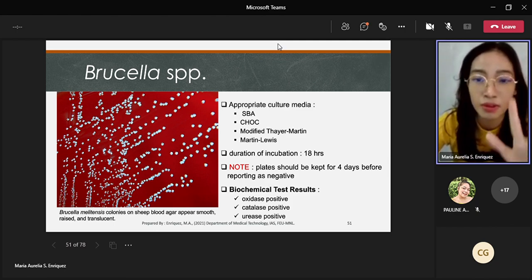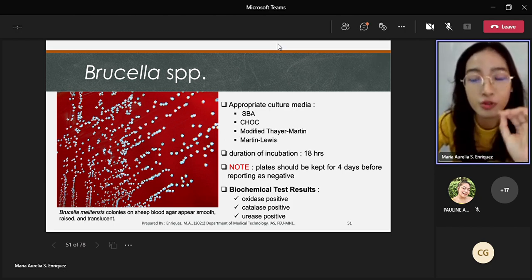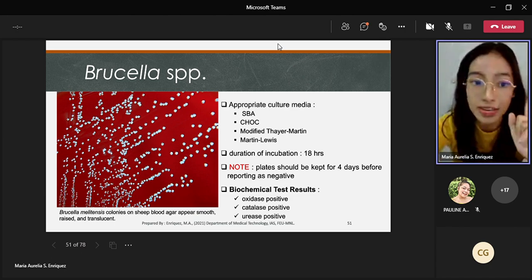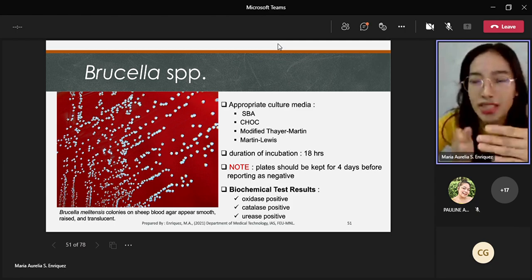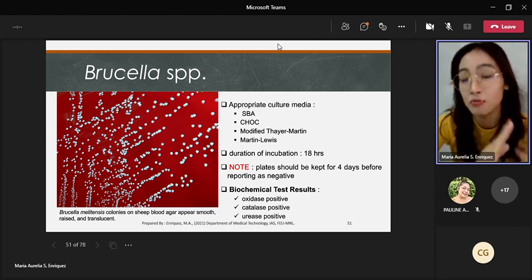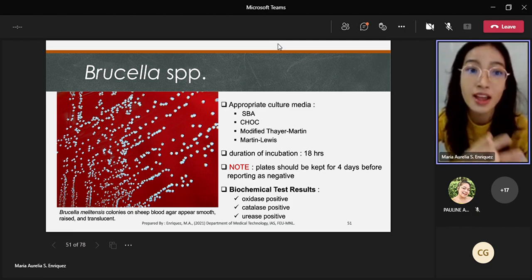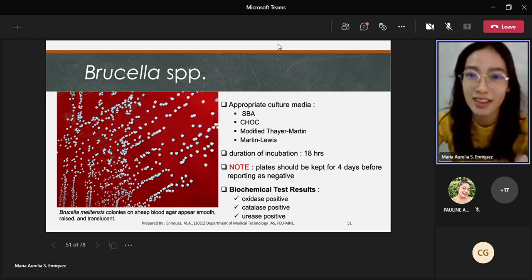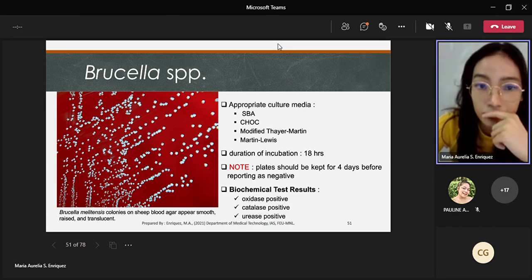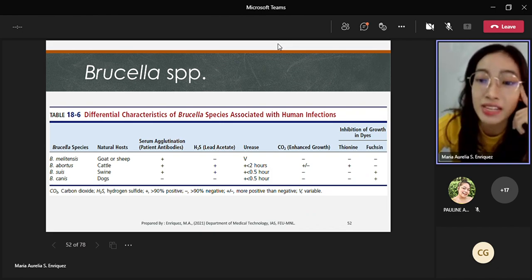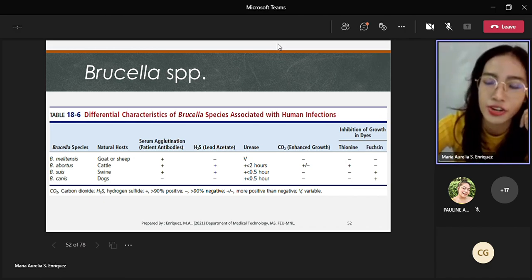Now, colonies may be observed in as early as 18 hours of incubation, but before reporting as negative, plates should be kept for as long as 4 days. So aside from being fastidious, minsan po yung isolates natin pwede rin maging slow growers. So within 24 hours, if wala pa po tayong na-observe na colonies, pero suspect natin na Brucella species yung isolate, we should extend the incubation period for up to 4 days. And now, straight off from our textbook, here is just a table showing us the differential characteristics of Brucella species that can cause human infections.